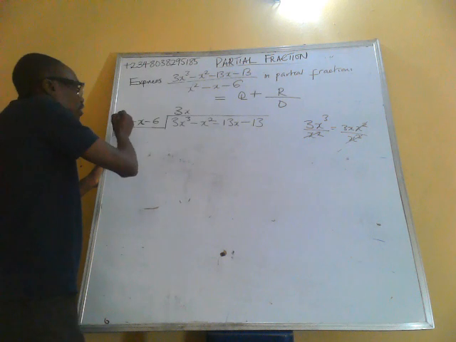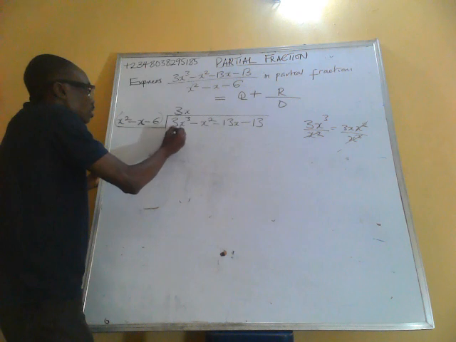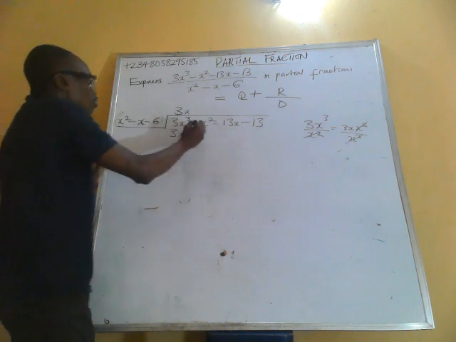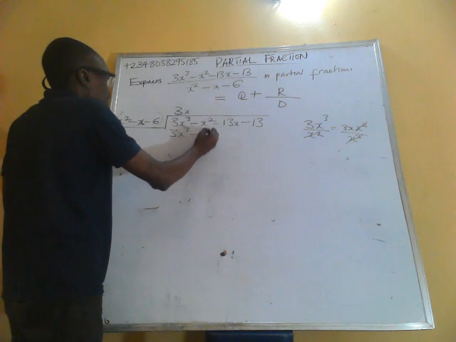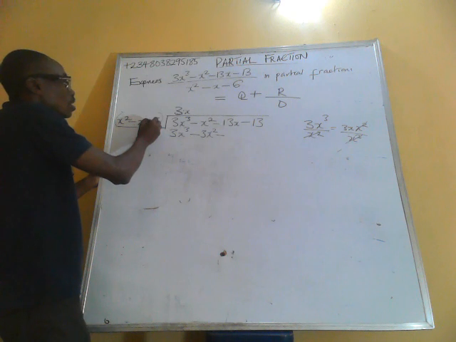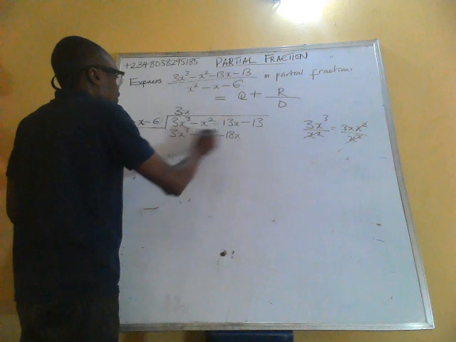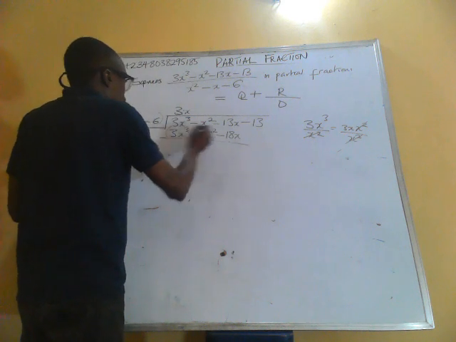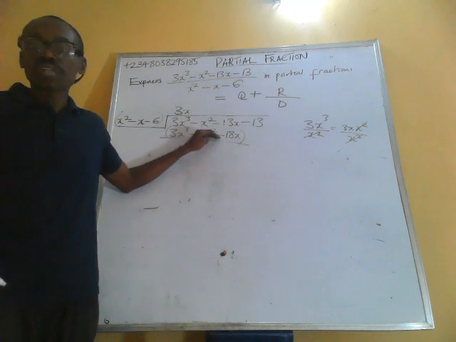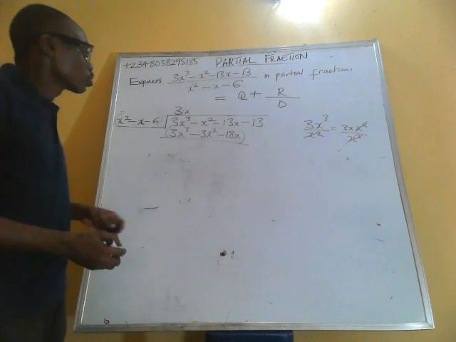So you go ahead. 3x times everything, we'll multiply everything here. 3x times x squared will give you 3x cubed. 3x times minus x will give you minus 3x squared. 3x times minus 6 will give you minus 18x. So you will now perform the subtraction. You use what is up here to subtract what is below.